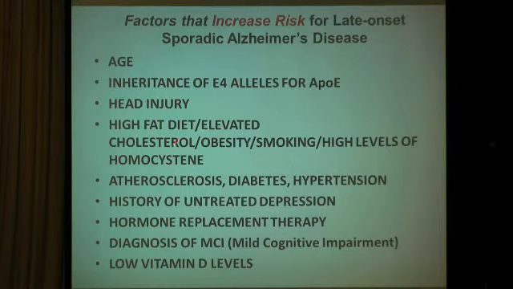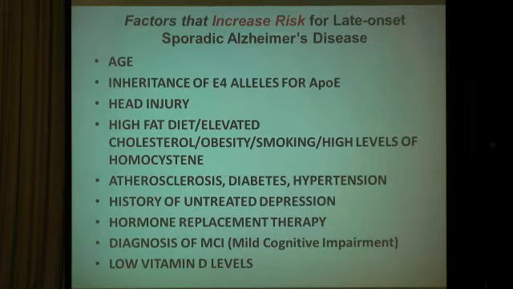High-fat diet, elevated cholesterol, obesity, smoking, high levels of homocysteine in the blood. You're going to notice something here. These are all risk factors for heart disease, okay? Atherosclerosis, diabetes, hypertension, okay? These are all risk factors for cardiac problems as well, and in fact, most of these things here, not all of them, but most of them are also risk factors for cardiac disease or heart disease, okay? And this is very significant.